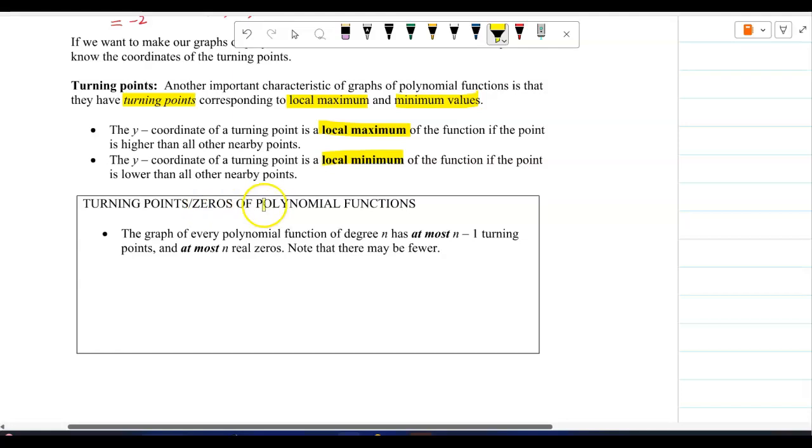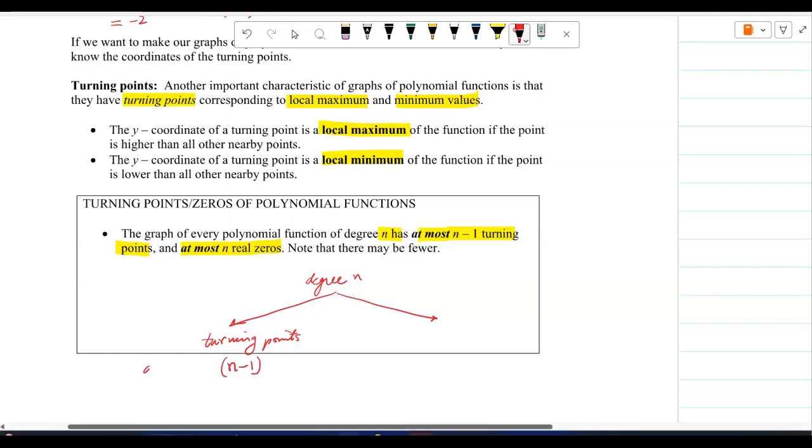Turning points, zeros of polynomial functions. A graph of every polynomial of degree n has at most n minus 1 turning points, and at most n zeros. So if you have degree n, how many turning points will it have? It will have one less turning point than the degree. N minus 1.